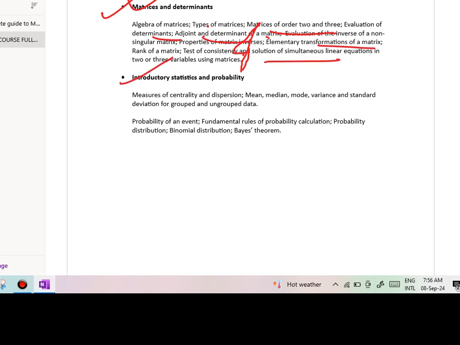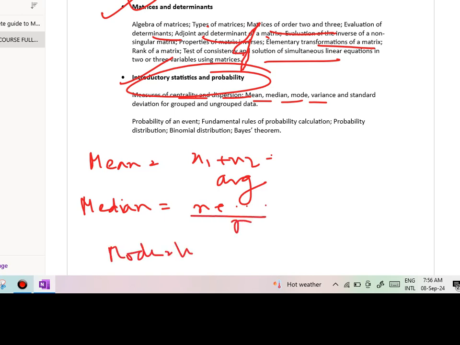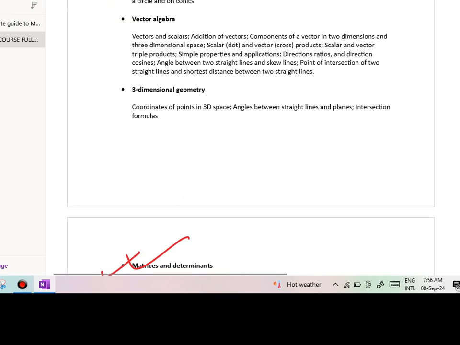And then we have introductory statistics and probability: measures of central tendency, dispersion, mean, median and mode. Mean is x1 plus x2 and so on, divided by n, giving the average. Median is the (n plus 1)/2-th value, and mode means the highest frequency one. Then probability of an event, the fundamental rules of probability calculation, probability distributions, binomial distribution, and Bayes theorem. So this is all about the syllabus for the BSDS.